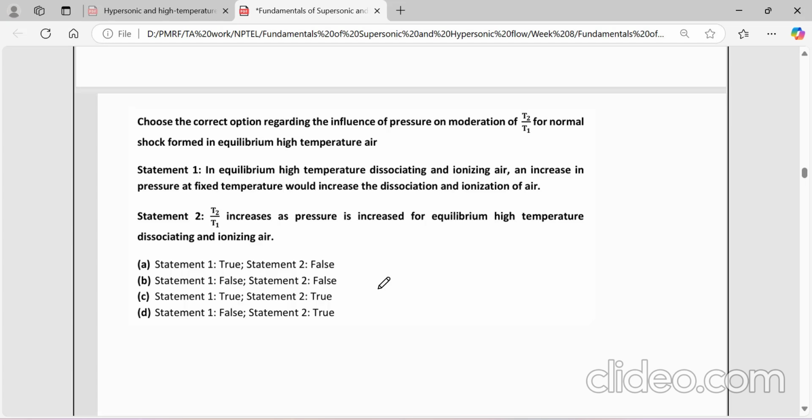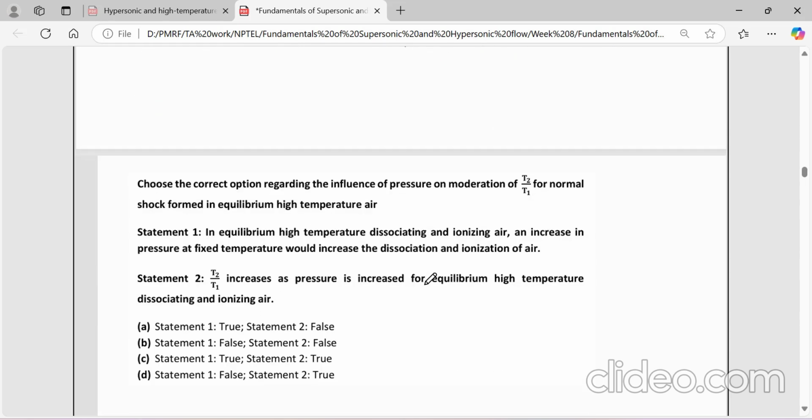Now we will see the next problem. It is also a true and false problem only. Choose the correct option regarding the influence of pressure on the ratio T2 by T1 for a normal shock formed in equilibrium high temperature air. Before, we have seen the effect of what type of gas it is on T2 by T1 across a normal shock. Now we will see what the effect of pressure is.